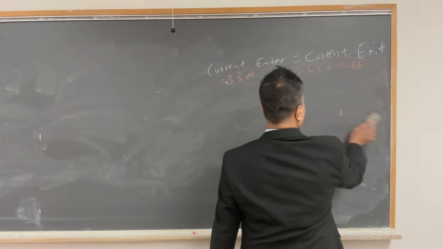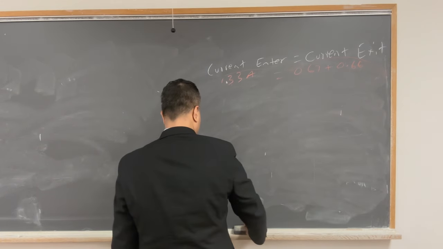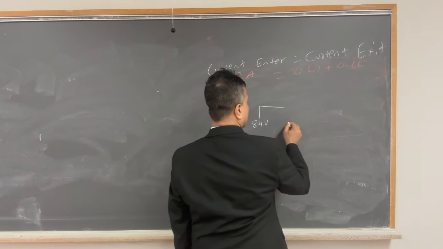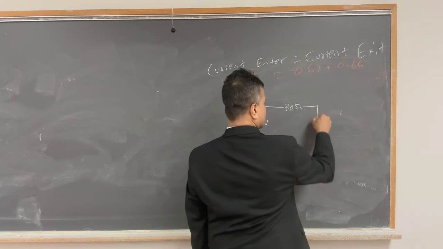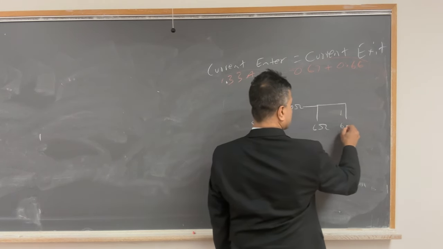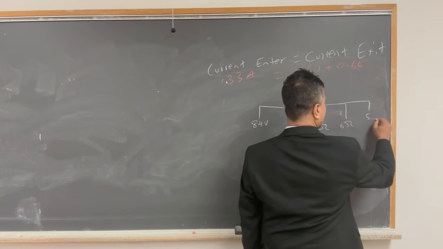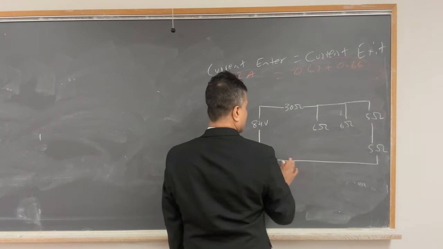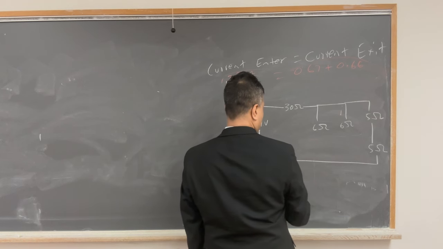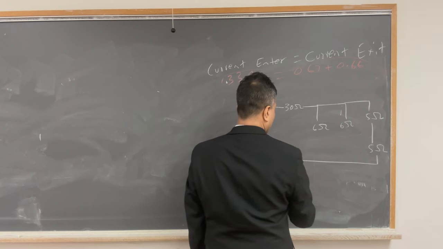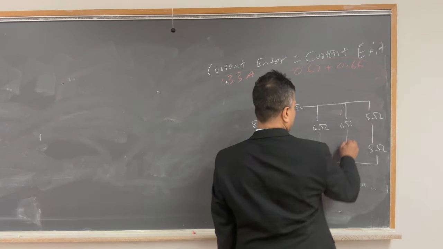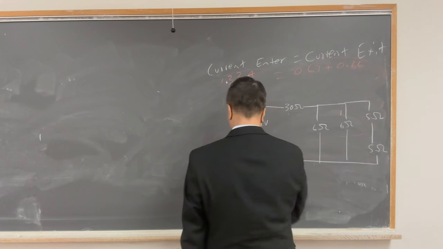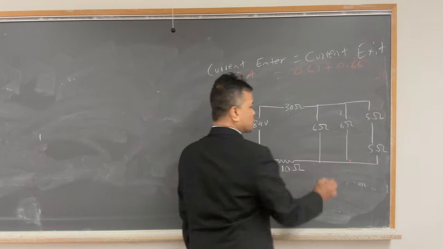If you have to see the bigger circuit, this is it. This is 84 volts, and this is, let's say, 30 ohms. Let's say this is 6 ohms. Let's say this is also 6 ohms. Let's say this is 5 ohms. This is 5 ohms. This is 12 ohms. Let's say 10 ohms. Okay. 1, 2, 3, 4, 5, 6. How many bulbs do I have? I have 6 bulbs. How many junctions do I have? 1, 2, 3, 4 junctions.